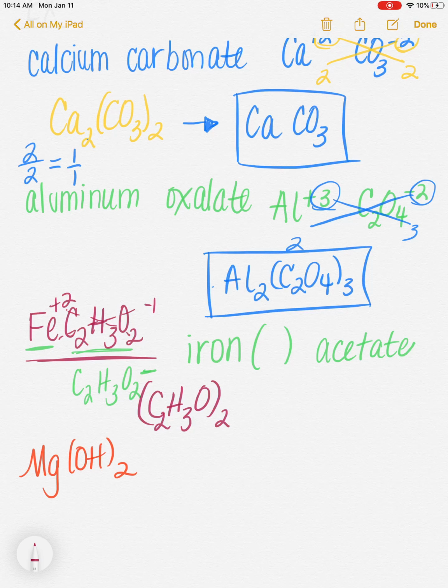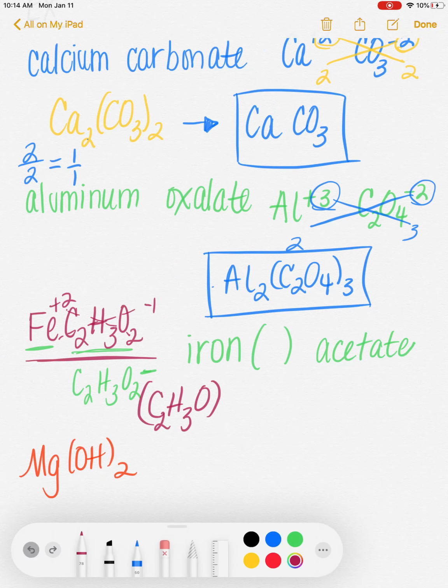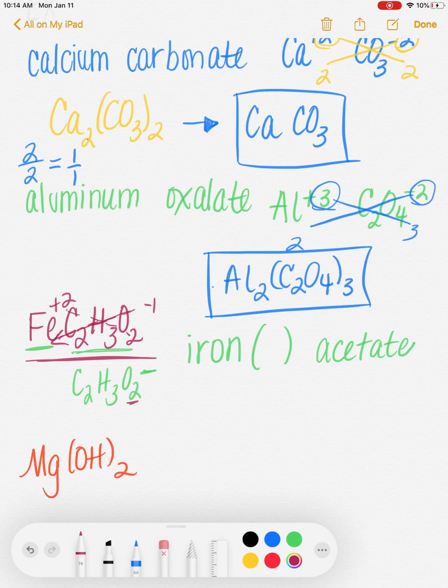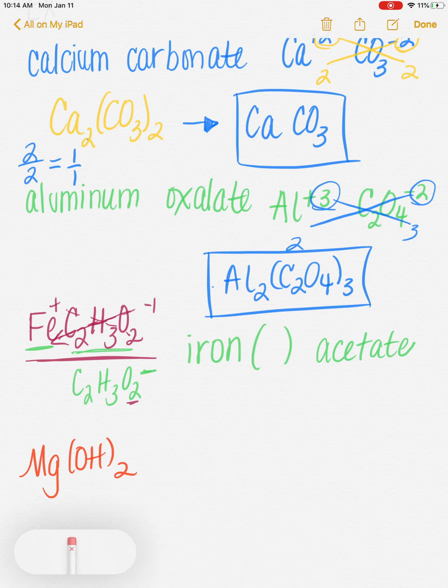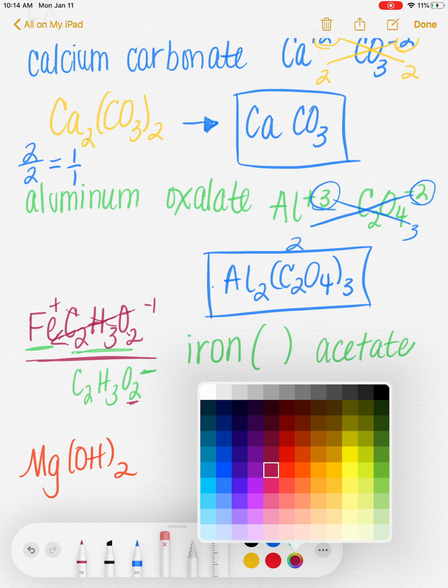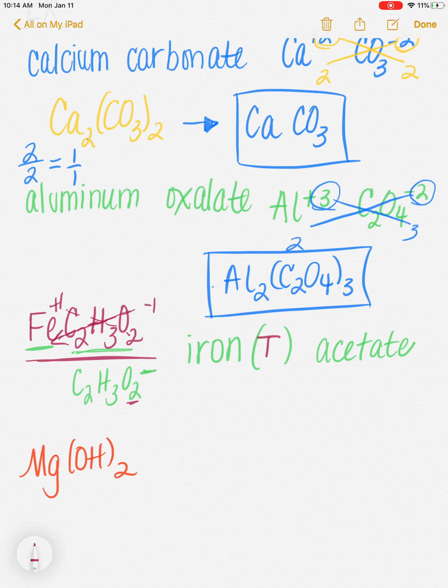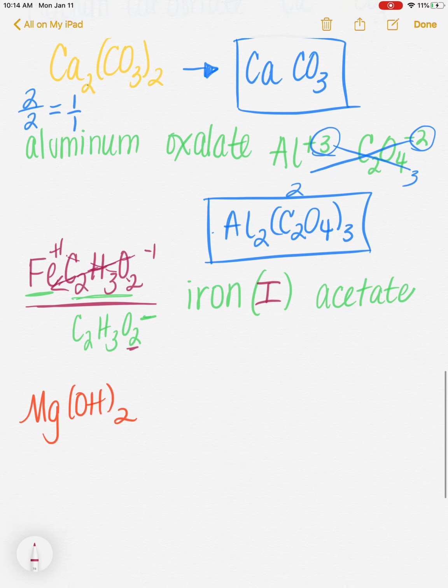That's the only way you could carry the 2 back over, if it was outside of parentheses. So what I'm saying is that 2 has to stay with the oxygen. The charge of the acetate was a -1, which is where this came from. So instead of being a -2, there was 1 acetate and 1 iron. So this would be iron(I) acetate. And you will get used to this as you continue to practice.